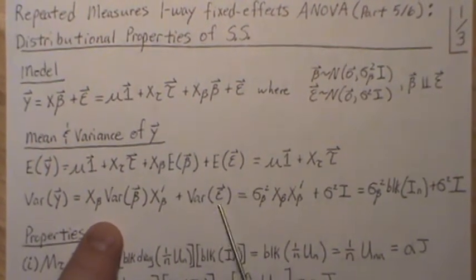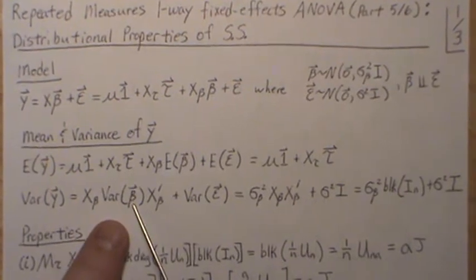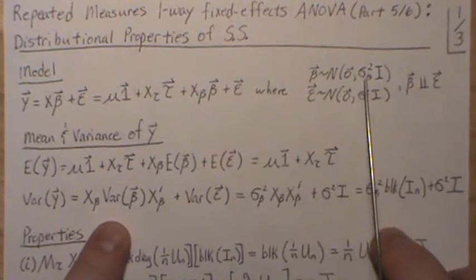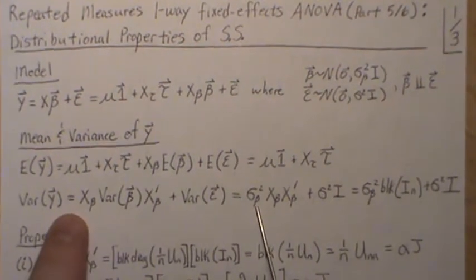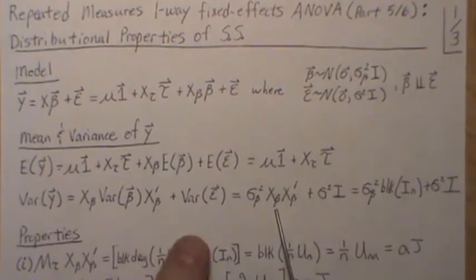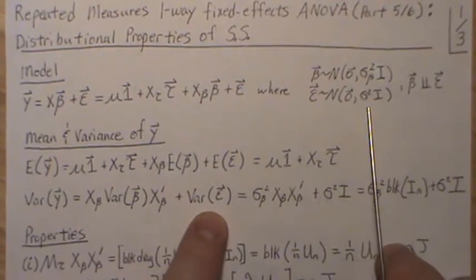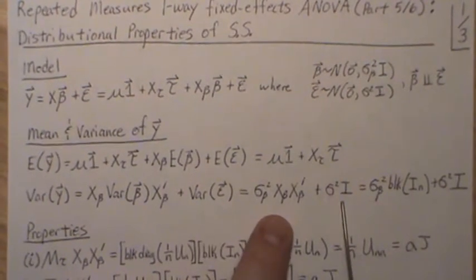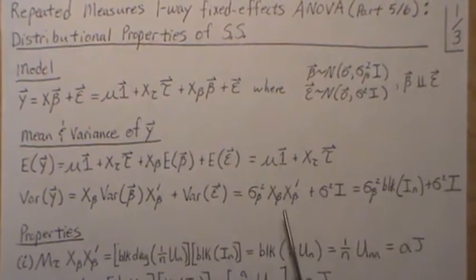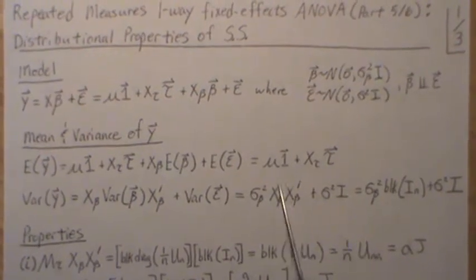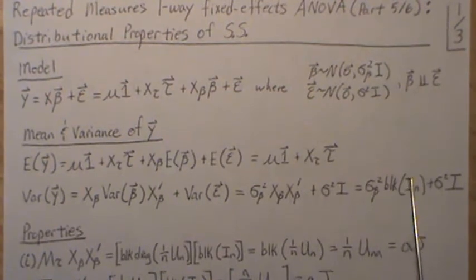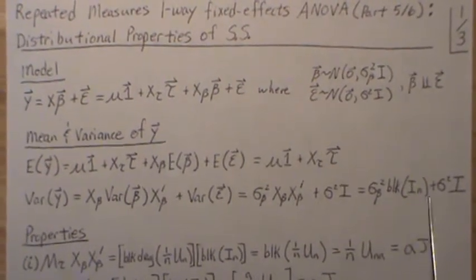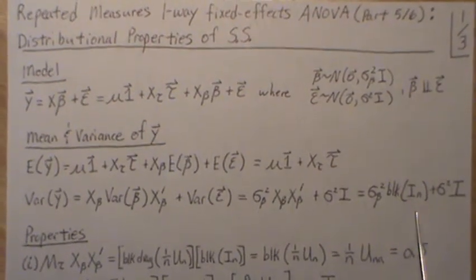The variance of epsilon. So here the variance of beta is sigma beta squared I. So the sigma squared comes out and the I kind of goes away, and here it's sigma squared I. So this is the variance. Now in the previous video we also derived the form of this, which is a block matrix, and each block has the identity matrix repeated over and over.